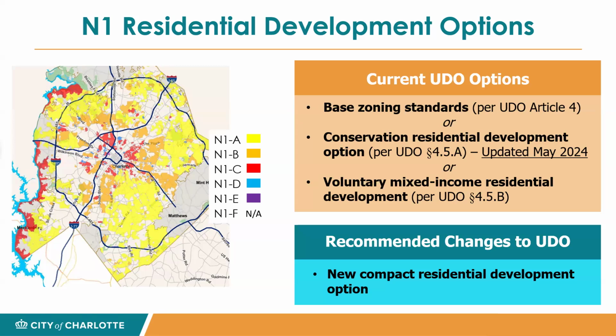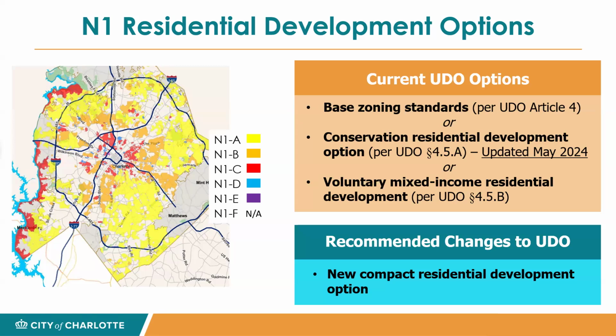Okay, so just to talk through a little bit about where this can be used and where we would not recommend it to be used, and I'll show another slide that shows you what the development options are. So in the current UDO, there are 3 development options for an N1 subdivision.